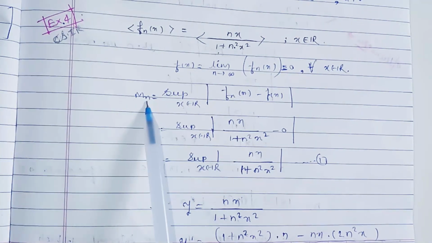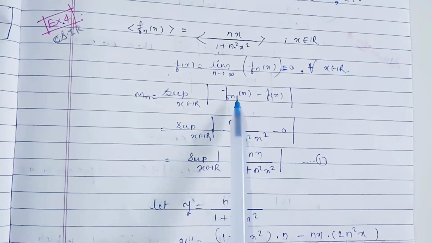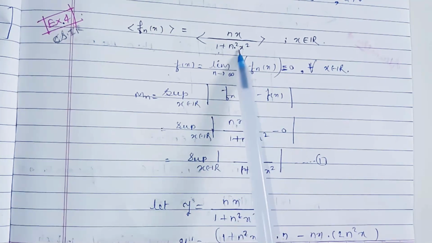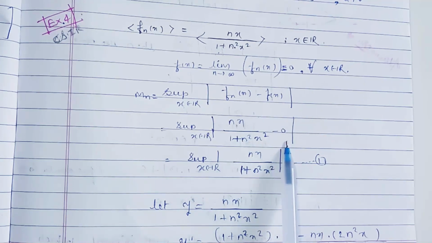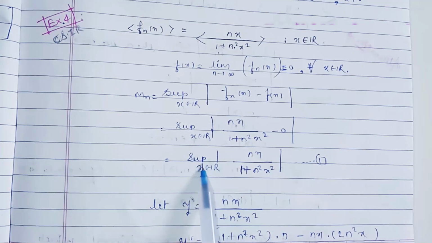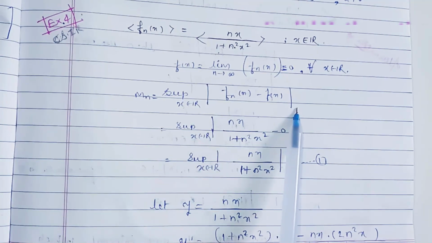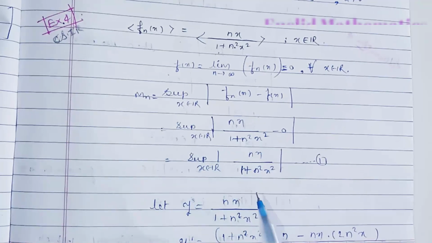Mn in terms of n we have to find out. So Mn is equal to the supremum over x belongs to R of modulus of fn(x) minus f(x). Now substitute the value for fn(x), which is nx upon 1 plus n square x square, and f(x) we got as 0. So supremum of x belongs to R, keep the modulus as it is. Remember that this is always in a modulus, because we want the value of Mn to be positive: nx upon 1 plus n square x square.